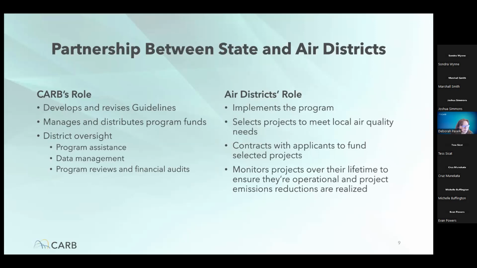These programs would not be successful, however, without the districts that implement them. And that implementation is through selecting projects that meet the local air quality needs. They monitor the projects over the lifetime to ensure that they're operational and the project emissions reductions are realized. And some of the duties involved in monitoring can include, but are not limited to, project audits, inspections, and annual reports.